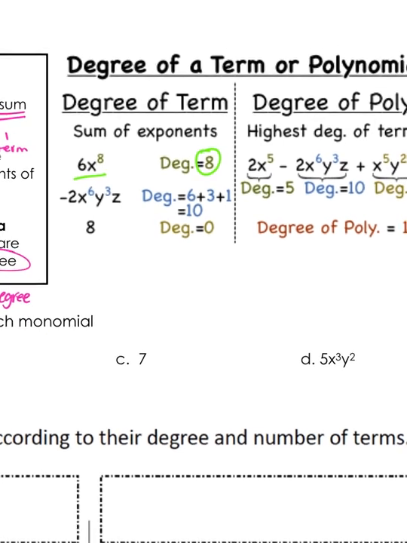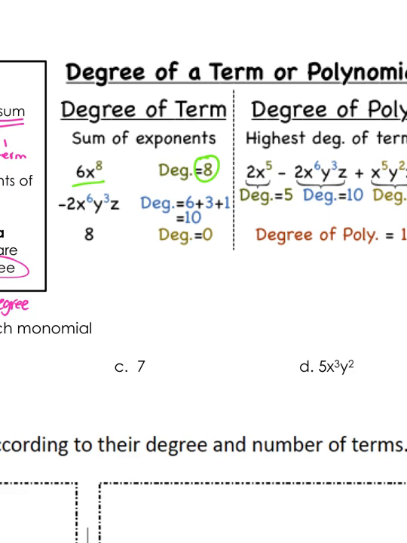However, if we've got something like negative 2x to the 6th, y to the 3rd, z, I have to add up all of those. So I'm going to add 6 plus 3. The important thing to remember here is plus the 1 from my z, because we don't usually write that exponent. So I would add all of those together, and it would give me a value of 10.